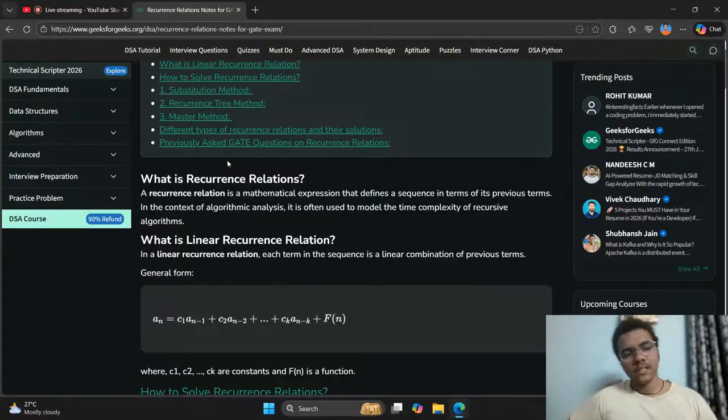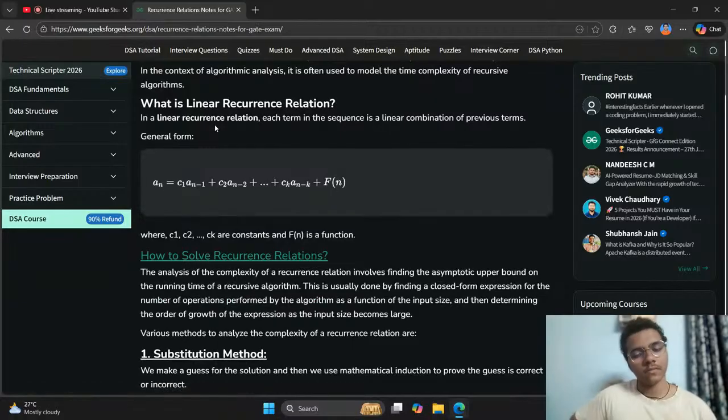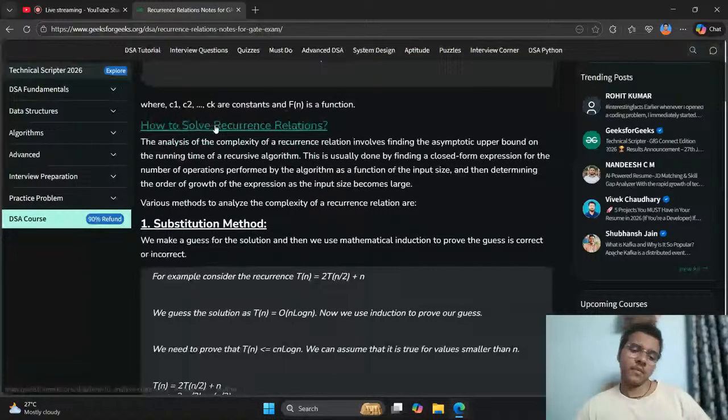A recurrence relation is a mathematical expression that defines a sequence in terms of its previous terms. In the context of algorithmic analysis, it is often used to model the time complexity of recursive algorithms. What is a linear recurrence relation? In a linear recurrence relation, each term in a sequence is a linear combination of previous terms. General form: f of n is a function. How to solve recurrence relations?